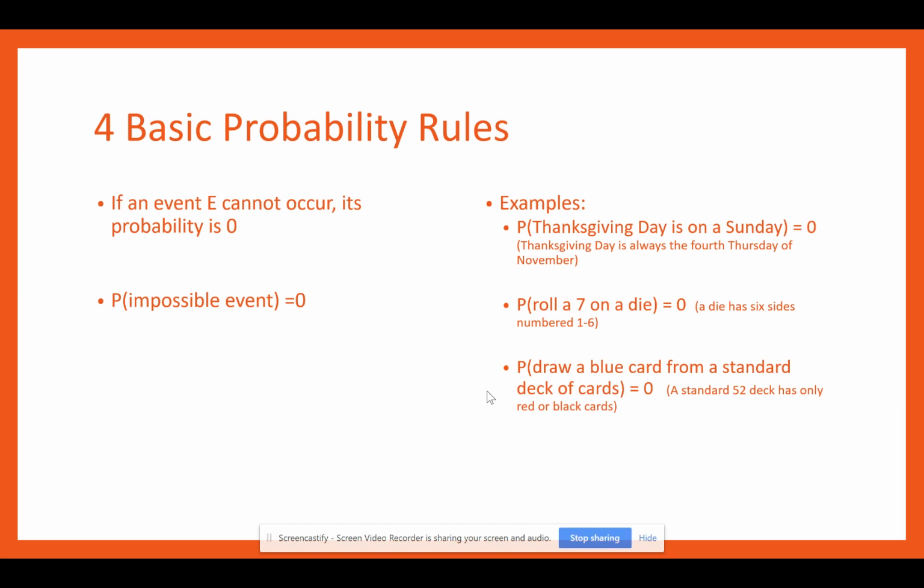The probability you roll a 7 on a die. Well, a die only has 6 sides and they're numbered 1 through 6. There's no way to get a 7. Probability you draw a blue card from a standard deck of cards. A standard deck only has red and black. There's no way to get a blue. So the probability of an impossible event is 0.